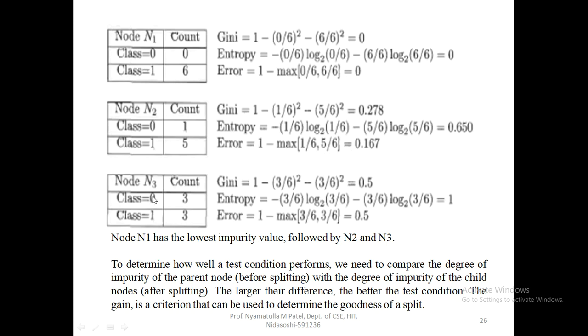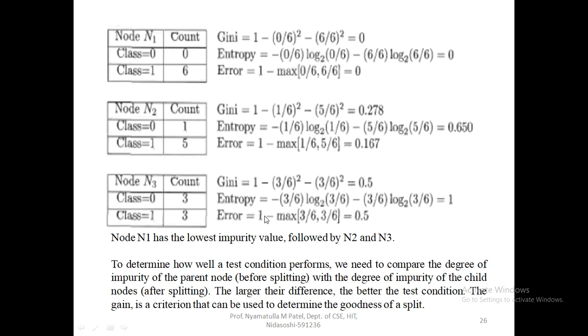So, if you go for node 3 also, in node 3 we have 3 data that belong to class 0 and 3 data that belong to class 1, and obviously here Gini and error is 0.5 because we have 3 objects that belong to class 0 and 3 objects that belong to class 1, which means 50% impurity over here. So, Gini is equal to 1 minus 3 by 6 squared minus 3 by 6 squared, that is equal to 0.5. Entropy is minus 3 by 6 log to the base 2 of 3 by 6 minus 3 by 6 log to the base 2 of 3 by 6, that is again equal to 1.